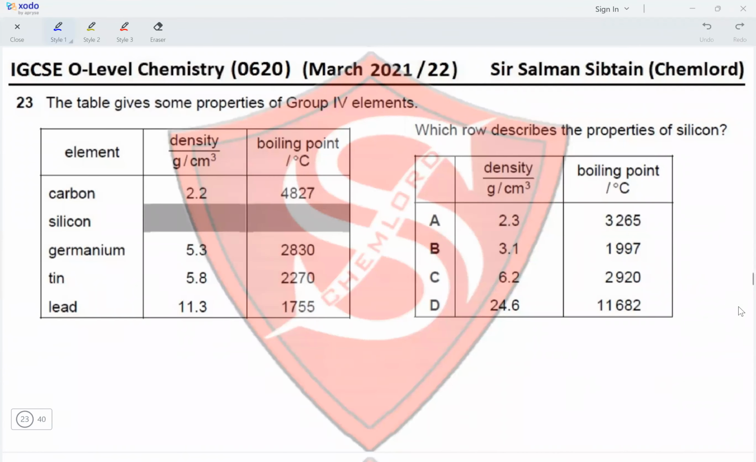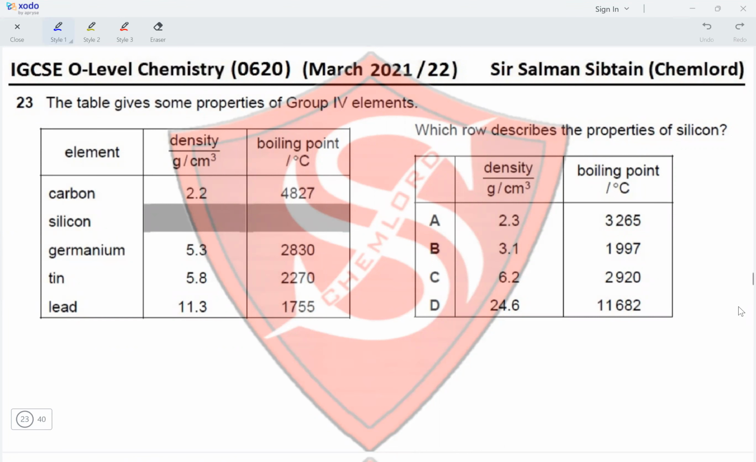Question 23. The table gives some properties of group 4 elements. So we have density and we have boiling points. And the density and the boiling point of silicon is missing. So looking at the trend, the density is increasing down group 4 and the boiling point is decreasing down group 4. Therefore, the density value would be larger than 2.2 but lesser than 5.3.